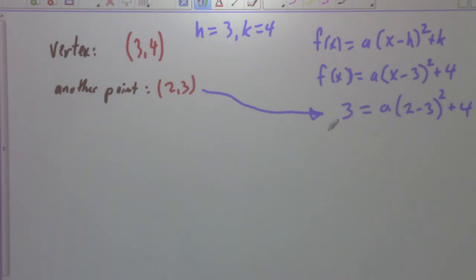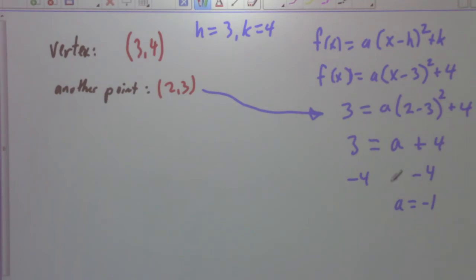Thank you. Now we can just solve for a, right? We have one equation with one unknown. What's 2 minus 3? Negative 1. And what's negative 1 squared? Positive 1. So we get 3 is equal to 1a plus 4. Now we can solve for a by subtracting 4, so a is equal to negative 1.